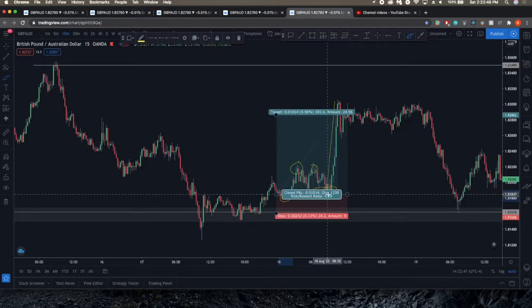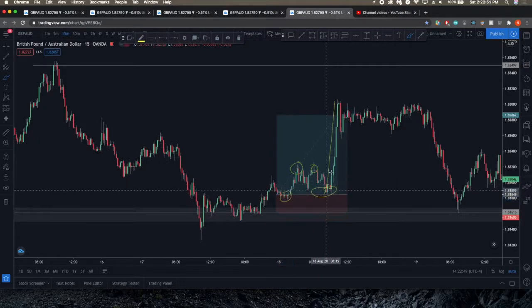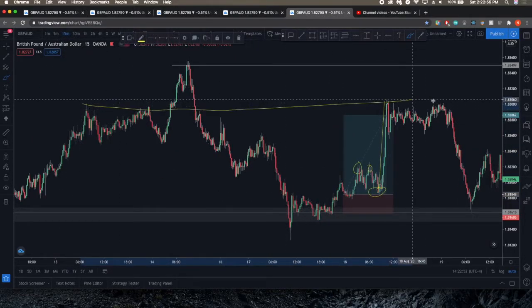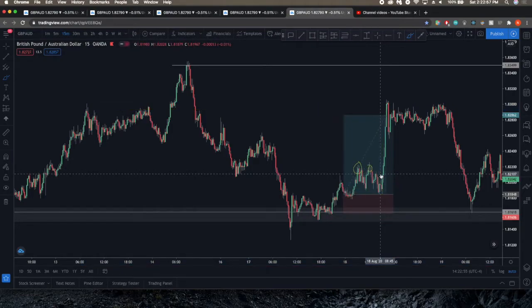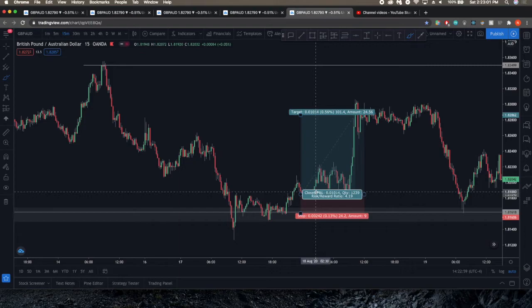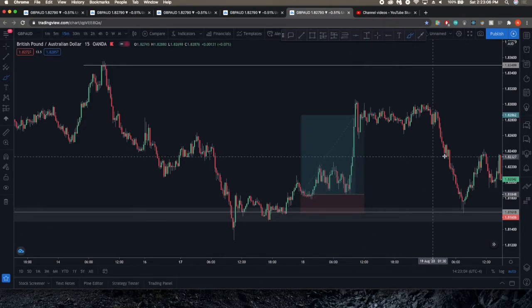This is 8 a.m., 8:15, so like New York open time. And then we continued up to our target, which was right here, right? And we continued up to that target. So that is the first trade of the day, 100 pips, safe 100 pips. And that happened from 2 a.m. till like 10 a.m. Over 8 hours, but the market does move at its own pace, right?